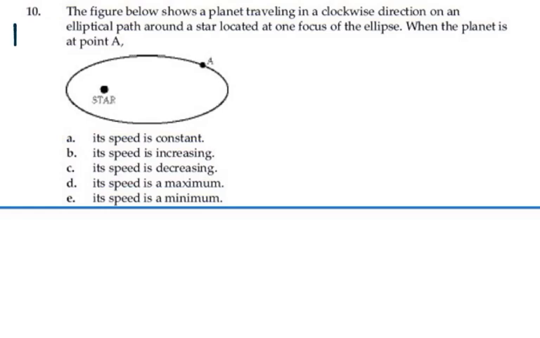Here's problem 1310. The figure below shows a planet traveling in a clockwise direction on an elliptical path around a star located at one focus of the ellipse. When the planet's at point A, what's going on? So here's our star, and here's our planet at point A, and it's going around clockwise around this ellipse like this.